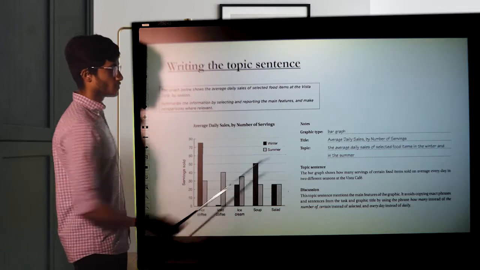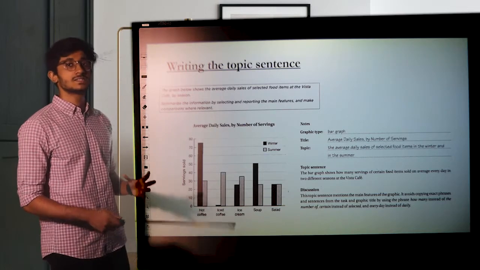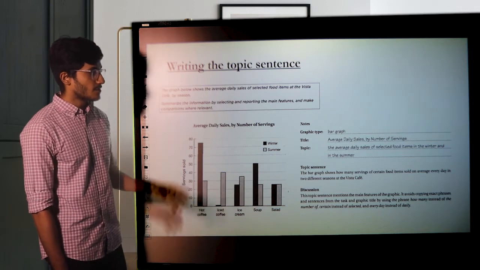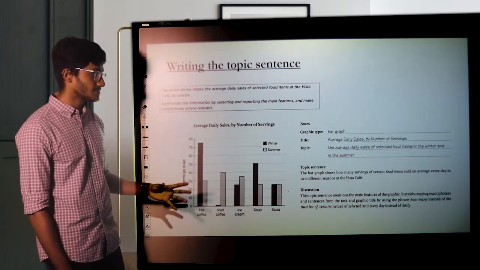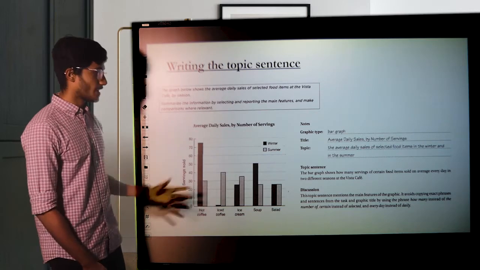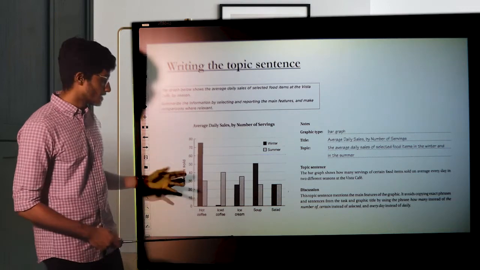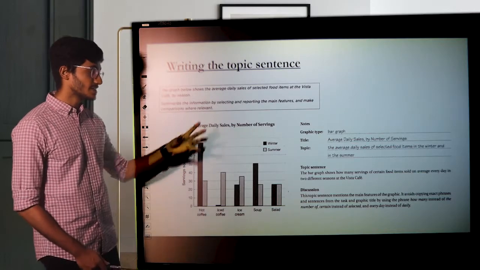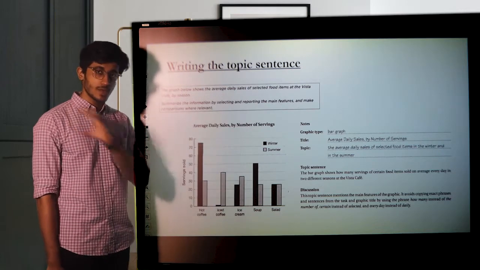So, the bar graph shows. So here in the first word you have mentioned what type of a graph this is. This is a bar graph. The bar graph shows how many servings from certain food items. So what is it about? Servings of food items and how many servings were sold on average. So here they tell you what the graph is about. And in 2 different seasons at the Vista Cafe. So the comparison in 2 different seasons. Here you have mentioned your comparison and you have mentioned the name of the cafe, the Vista Cafe. So the topic sentence has given you everything.